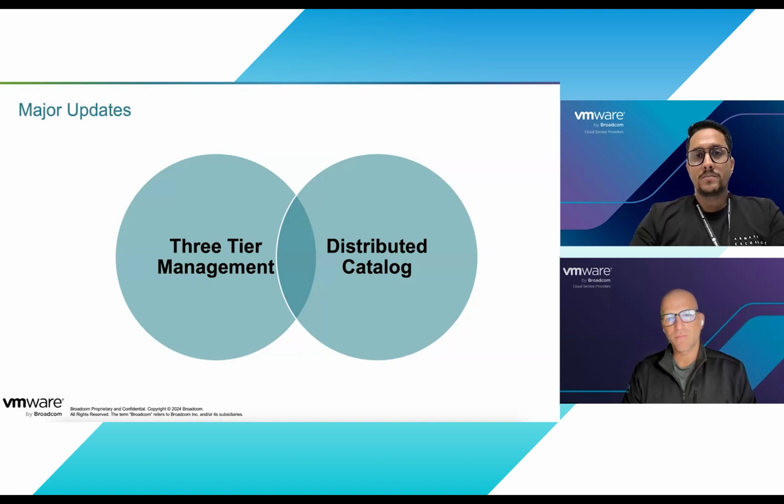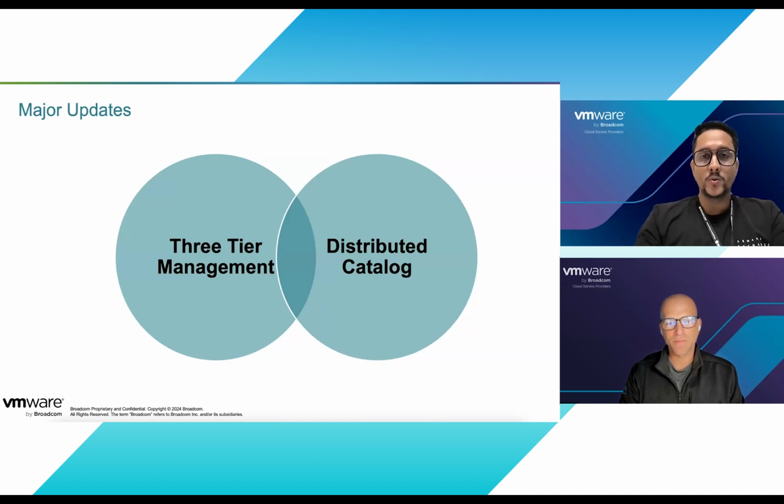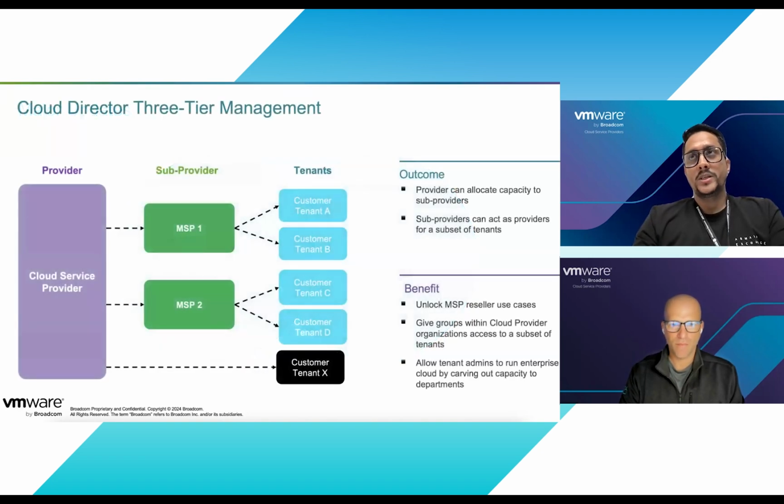I'm sure you must have heard about the three-tier management in 10.5.1 and 10.5.2. It was a feature which was released in those versions, but it was all through the APIs, and it was kind of in a test mode as well and not fully GA'd. From this version onwards, we have completely GA'd the 3-tier management, which is available to be configured on the UI itself. So if I dive into the 3-tier management, what is this all about?